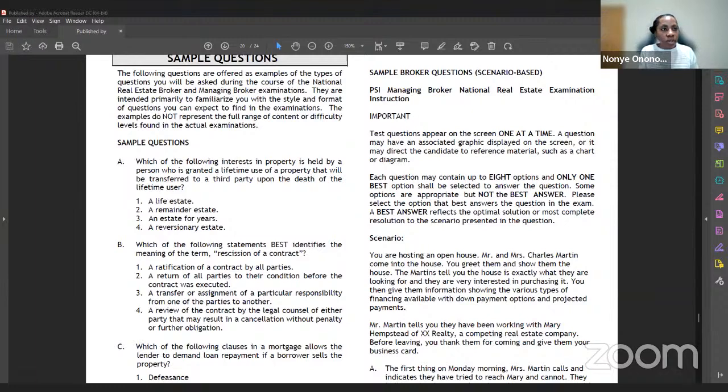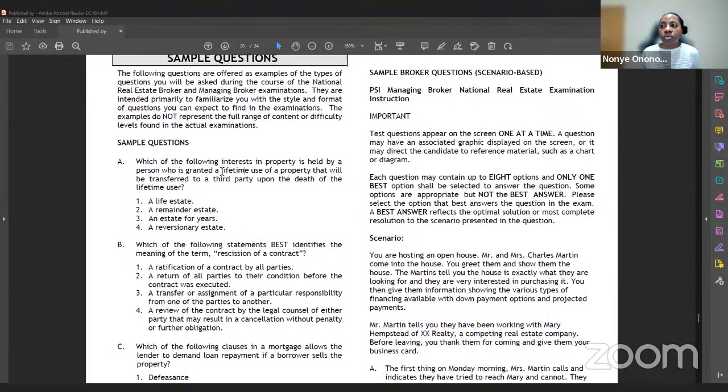So the first one is about freehold estates. Which of the following interests in property is held by a person who is granted a lifetime use of a property that will be transferred to a third party upon the death of the lifetime user?